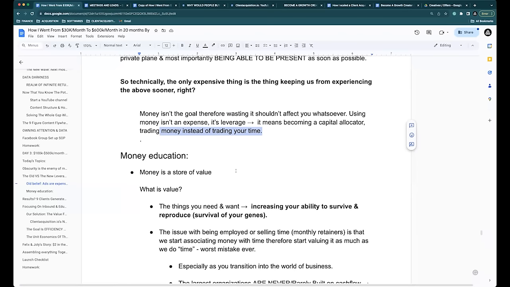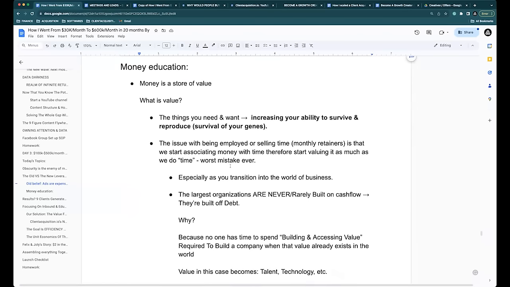And for me, I want to give you guys a quick education about money. Money is a store of value. Money in and of itself doesn't mean anything, okay? If we had no needs and wants, money would not exist. The definition of value is the things you need and want. Why would you need and want things? Because it increases your ability to survive and it increases your probability to reproduce.